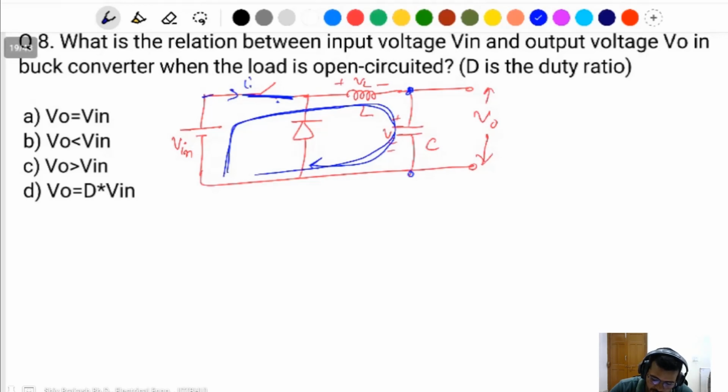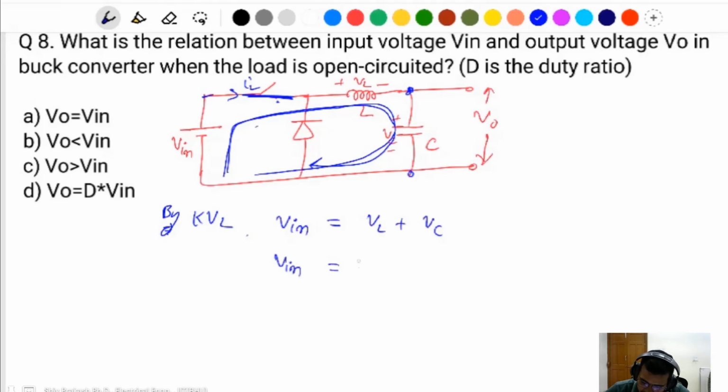You can say this one is IL. By KVL, V in is equal to VL plus VC, same thing. VL is L di/dt. VC, you know, is 1 by C integration of IL into dt.